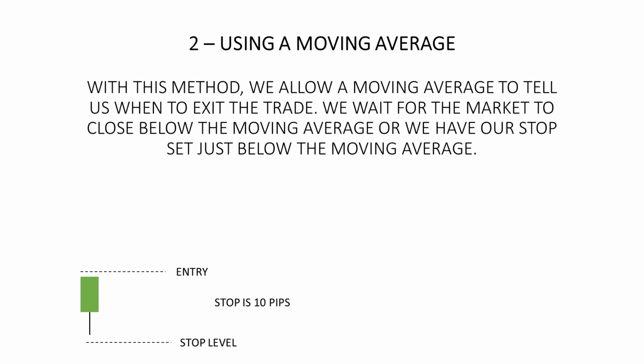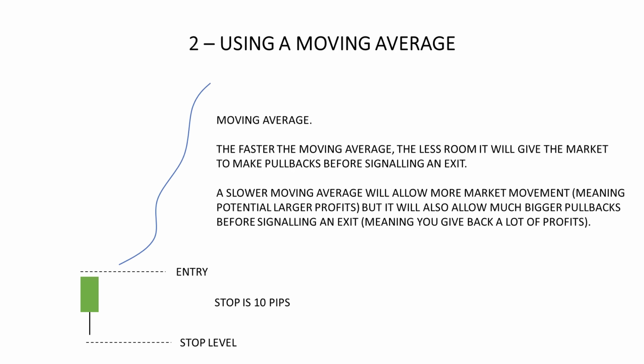Now let's look at using moving averages. With this method, we allow a moving average to tell us when to exit the trade. We wait for the market to close below the moving average, or we have our stop set just below the moving average. Here we can see a moving average. The faster the moving average, the less room it will give the market to make pullbacks before signaling an exit. A slower moving average will allow more market movement, meaning potential larger profits, but it will also allow much bigger pullbacks before signaling an exit, meaning you give back a lot of profits.